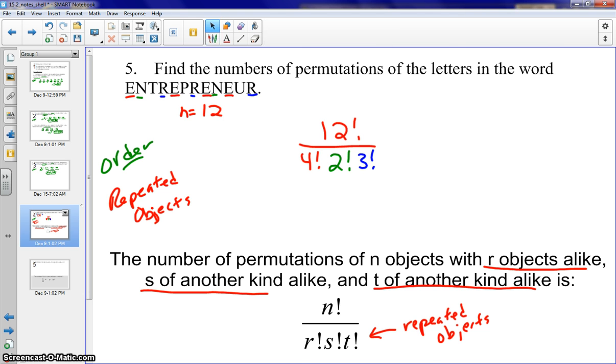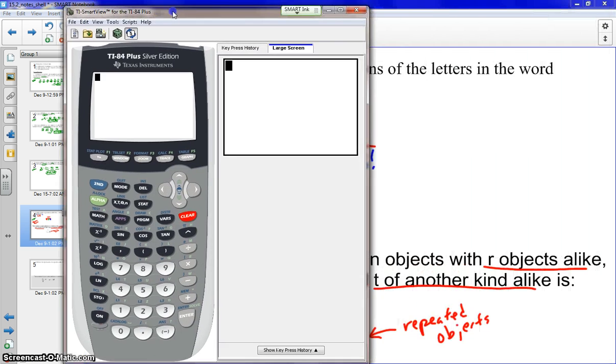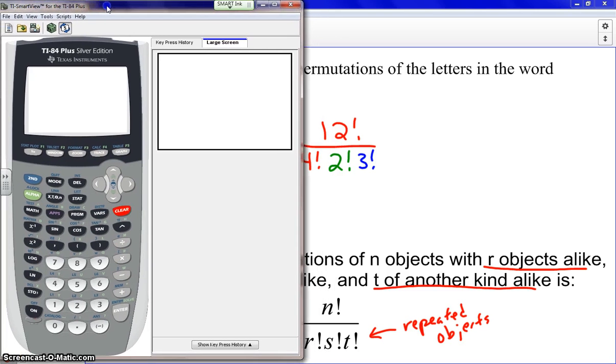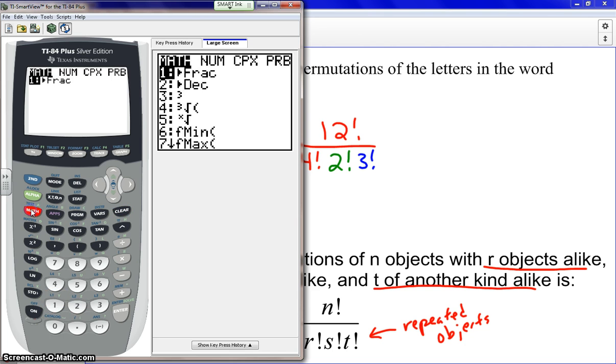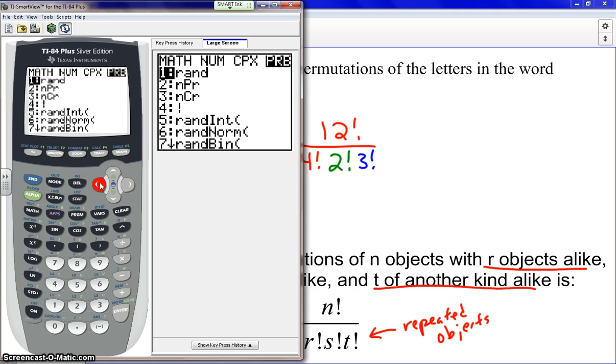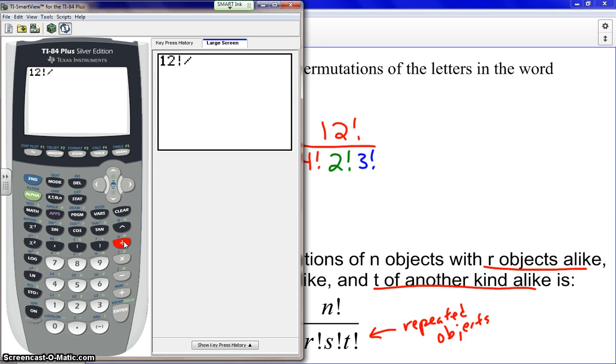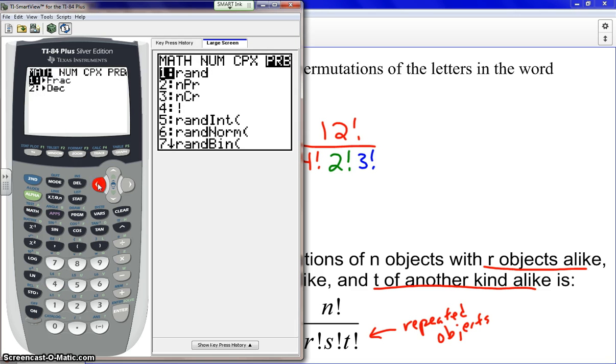So let's go ahead and get our calculator. Move this over so you guys can see that. Very important in order of operations how we are going to enter this into our calculator. So we'd have 12 factorial, so 12, then you go to math, highlight PRB, number 4 is your factorial, divided by, really important that you put parentheses around the entire denominator. So you're dividing by 4 factorial, 2 factorial, 3 factorial, the multiplication of those, and not simply by 4 factorial.